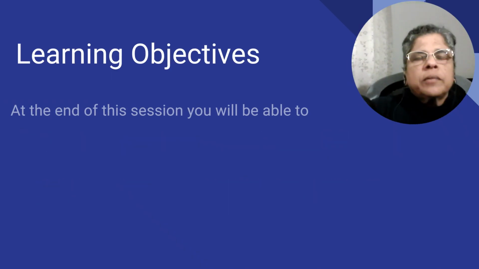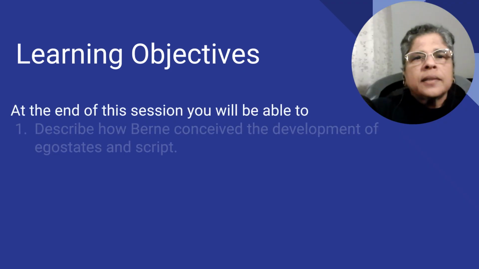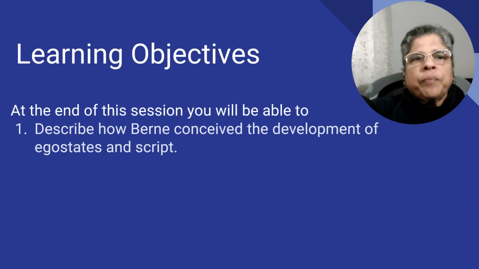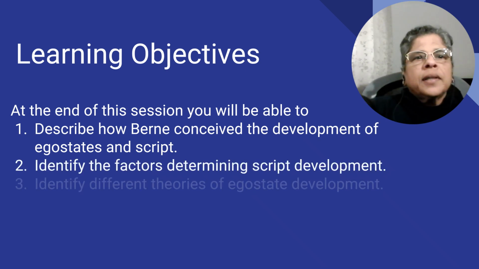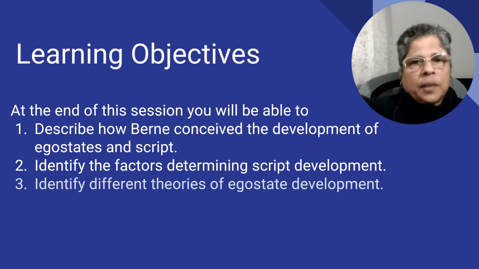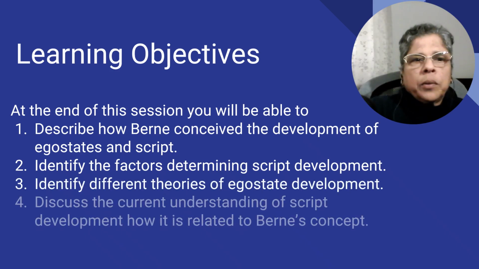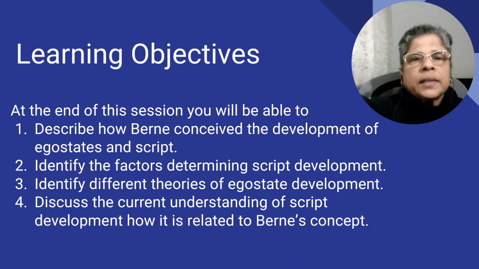The learning objectives that I intend for my learners who watch this video are to be able to describe how Byrne conceived the development of ego states and script, to be able to identify the factors determining script development, to be able to identify the different theories of ego state development, to be able to discuss the current understanding of script development and how it is related to Byrne's theory.